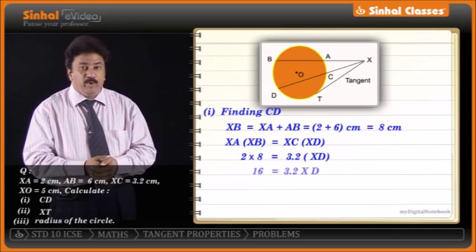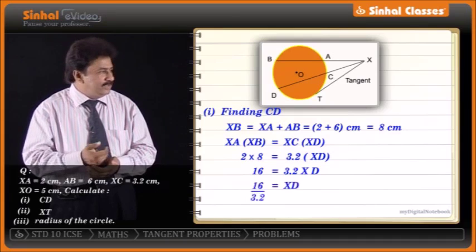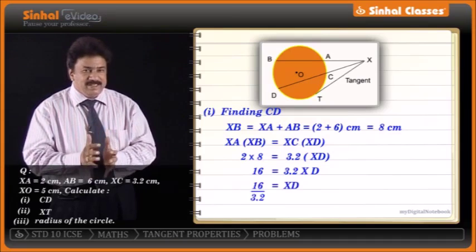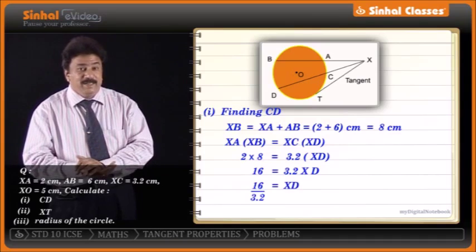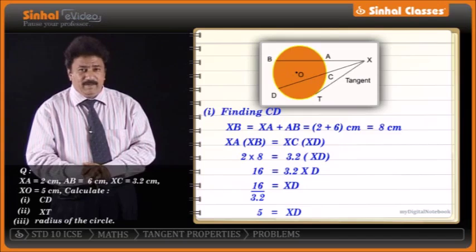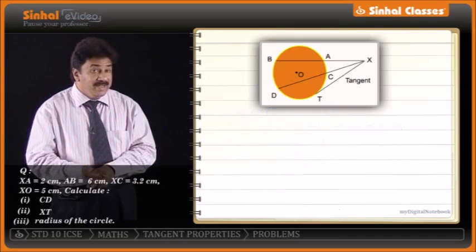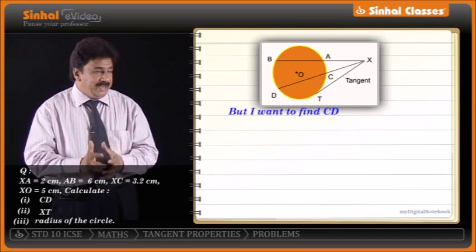16 is equal to 3.2 XD. That is, 16 upon 3.2 is what? XD. So that means 5 is equal to XD. So what is XD over here? 5. But I want to find CD. No, my question is, find what? CD. So how do I get CD?